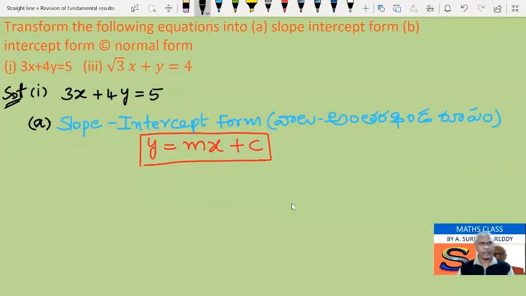We have to rearrange, we have to transform the given equation. The given equation is in general form. 3x + 4y = 5 is in the general form ax + by + c. So we have to convert this general equation of straight line into slope intercept form.